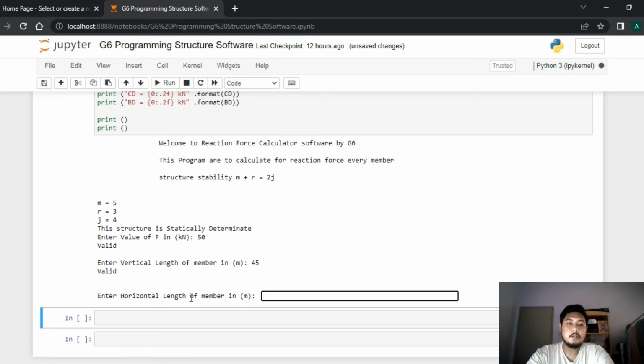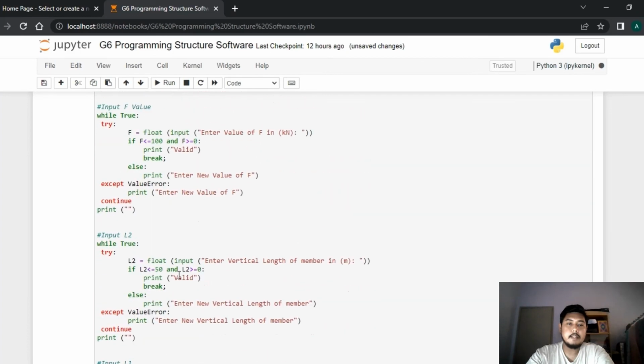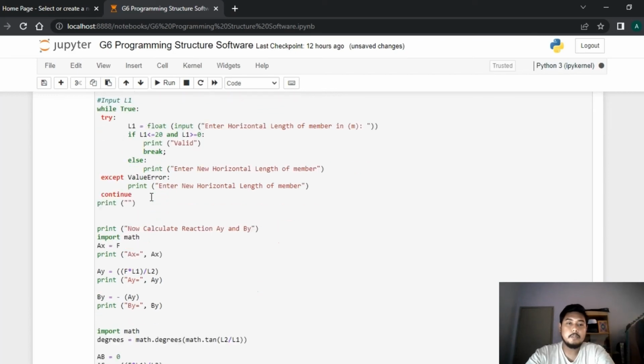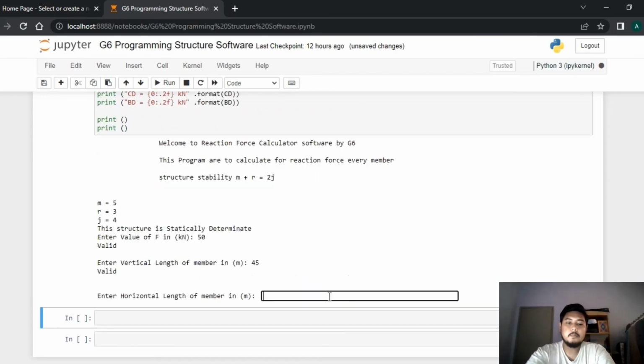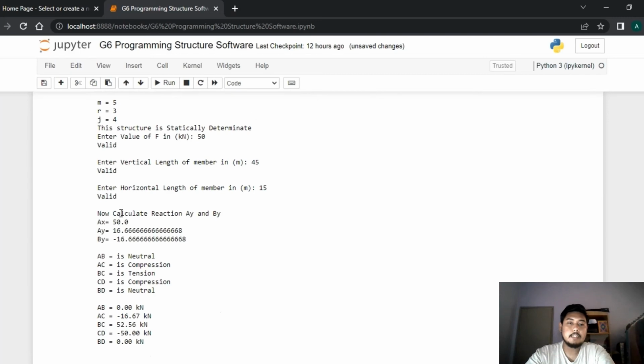The same as the vertical, the horizontal is also about length, but represented by L1. The limitation is that we have set L1 between 0 and 20. It is because the instruction says that L1 must not be greater than L2. So between 0 and 20, we can put 15. Over here, it has calculated the reaction of AY and BY.